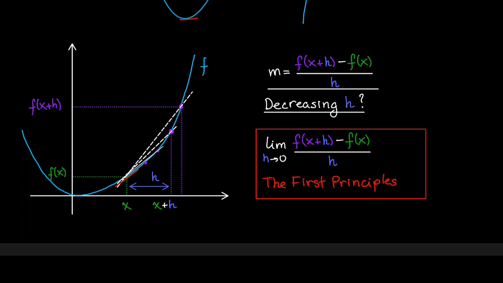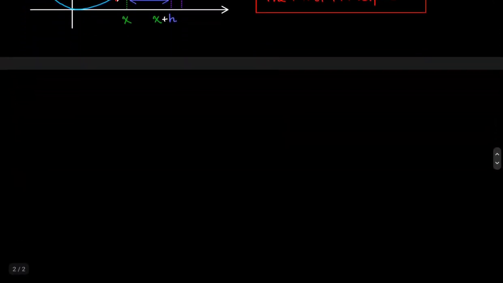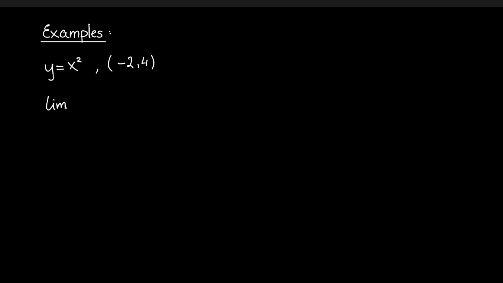Alright, so now that we have gotten the fundamentals and the theoretical out of the way, let's go ahead and take a look at a few examples. Let's say we are given a function y equals x squared, and they ask us to find the gradient at the point (-2, 4). Then, using the first principles, we would have the limit as h approaches 0 of f of -2 plus h minus f of -2, divided by h.